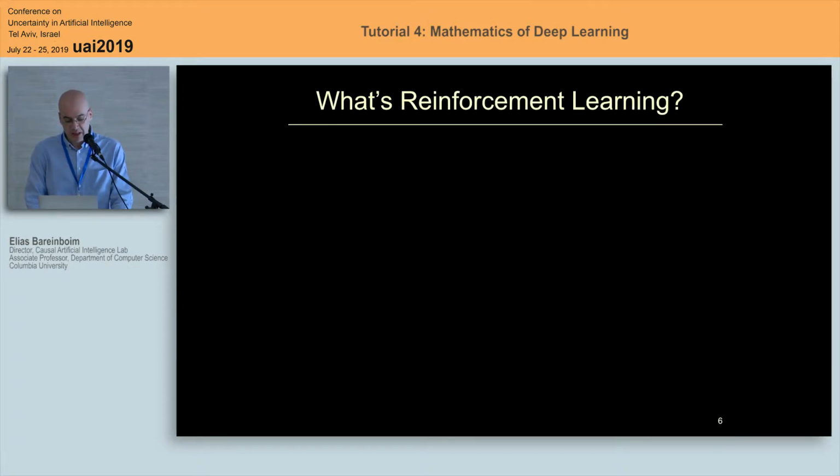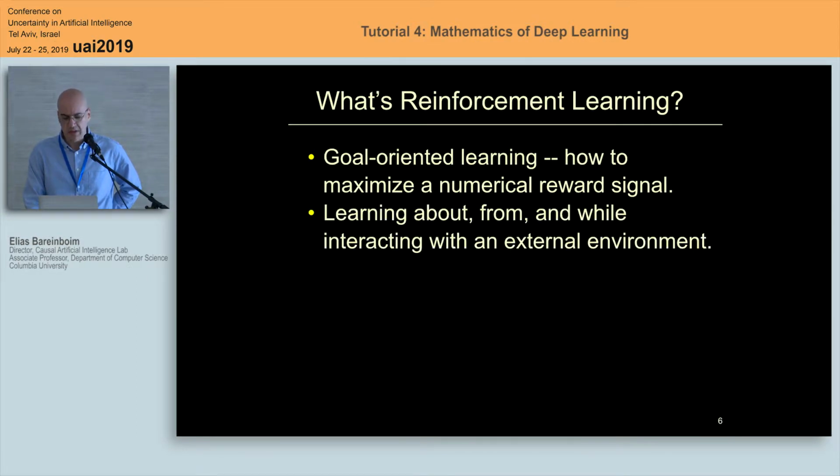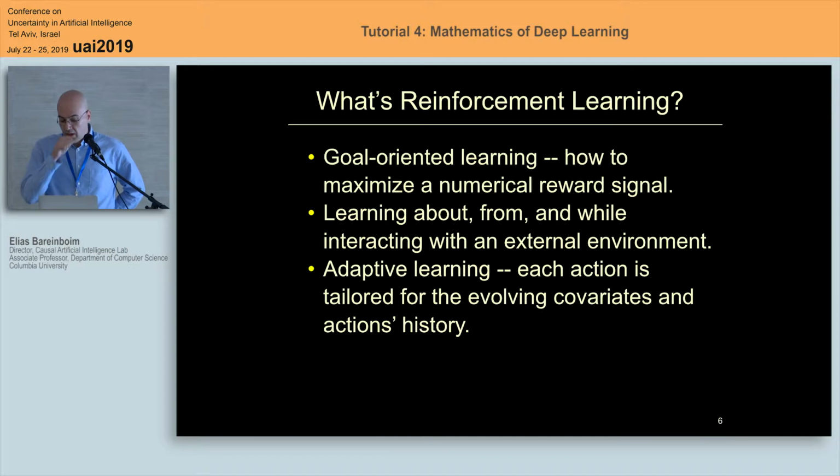Everyone here is familiar. This is the textbook definition: a goal-oriented mode of learning where you are trying to maximize some type of reward, usually a numeric reward signal. You are learning about, from, and while interacting with an external environment. We have this notion of environment. And there's some kind of adaptation. You have adaptive learning, each action tailored for the evolving set of covariates, or features, I should add. This is another word for it; we use covariates because we're using causality, but in machine learning you use the word features: the evolving set of features, and the action history of what you did in the past.